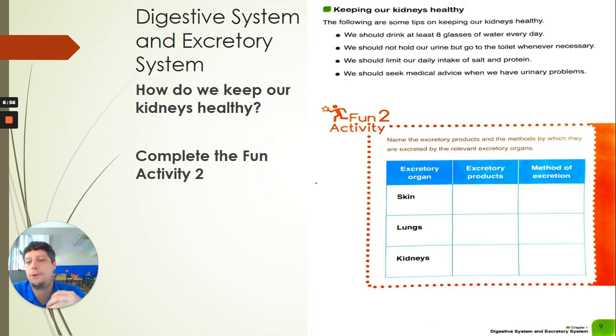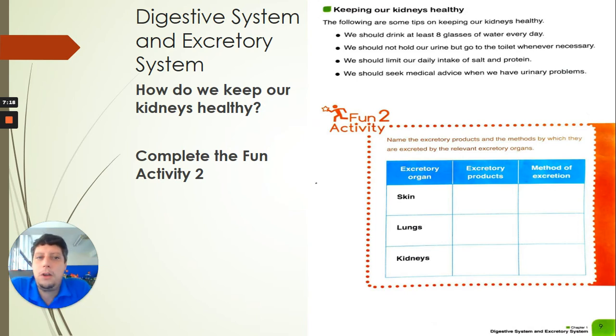Too much salt and too much protein affect your kidneys. It affects how they turn waste into urine, and how much urine they can produce. So it's really, really important that you monitor the amount of salt and protein that you consume every day.